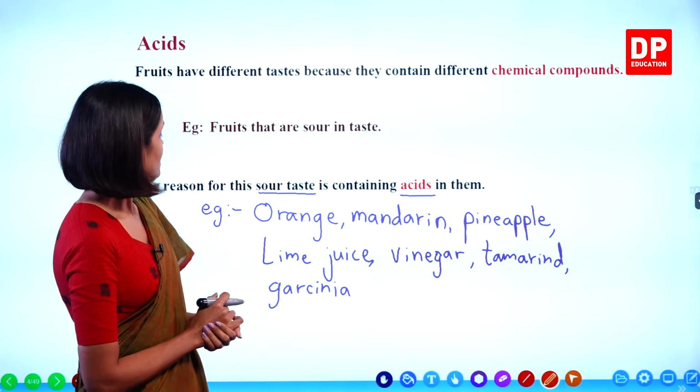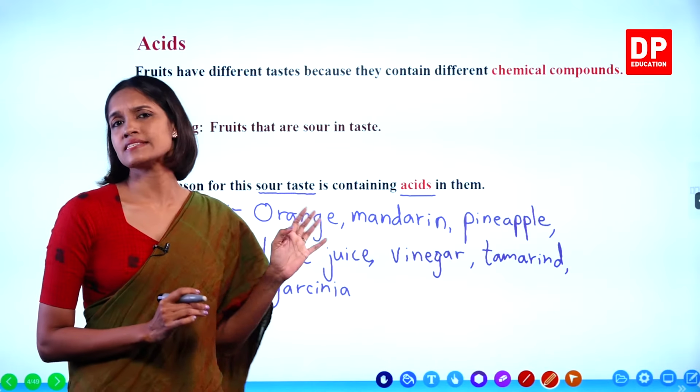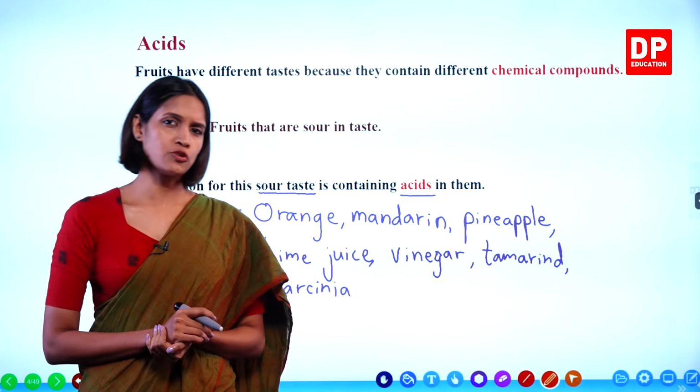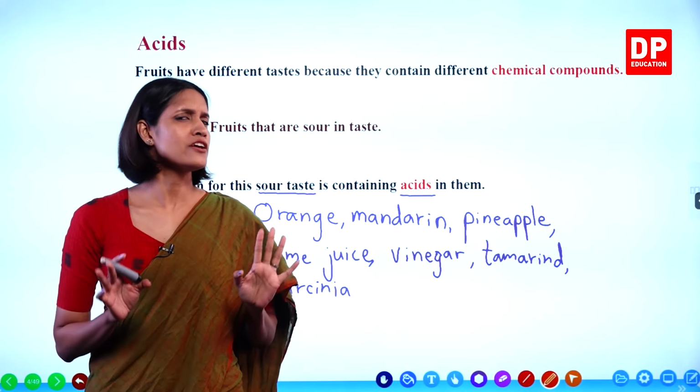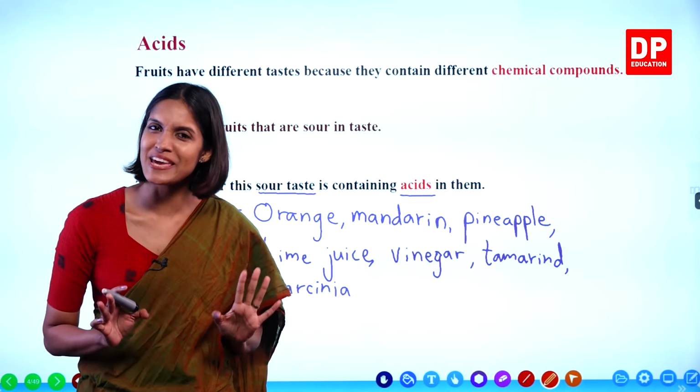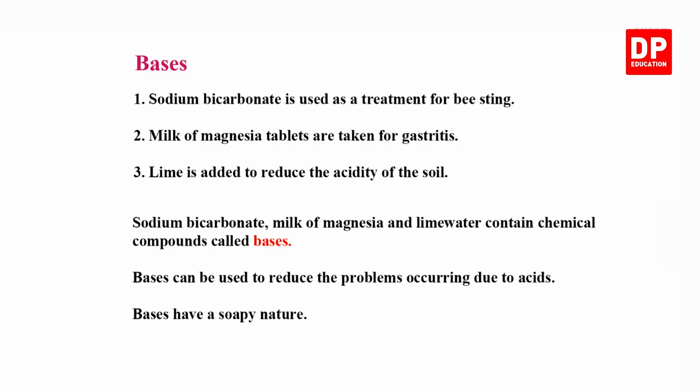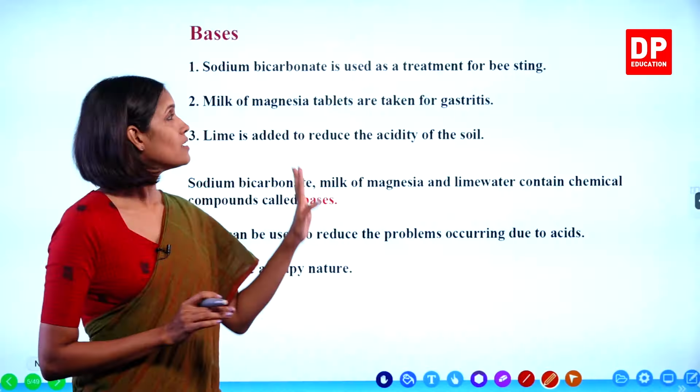Understand, children? So what is the next type of chemical substance that we are going to learn under this lesson? That is bases. Now we are going to learn about bases. So what are bases, children? What do you know about bases? I am sure this term bases is a new term for y'all because you haven't learned about bases.